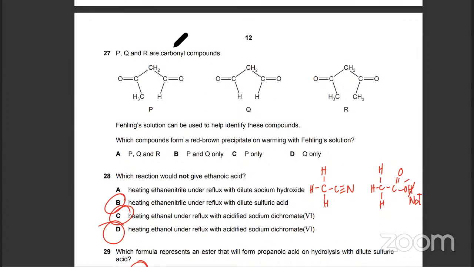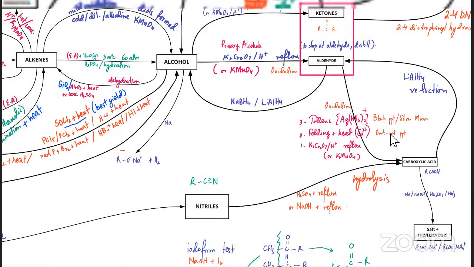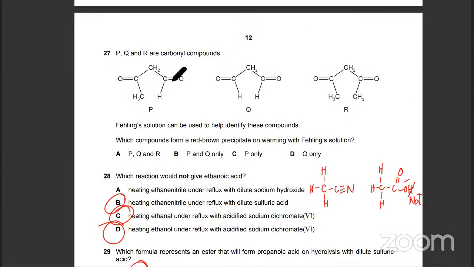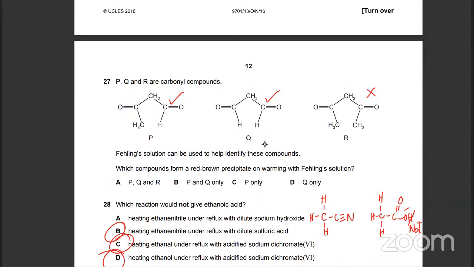Next: P, Q and R are carbonyl compounds. Fehling's solution can be used to help identify these compounds. What does Fehling's identify? Fehling's identifies aldehydes. Fehling's gives a brick red precipitate with aldehydes. Which compounds form a red-brown precipitate? The first one will, that's an aldehyde. The second one will, it's an aldehyde. The third one won't, because that's a ketone, with the carbonyl group right in the middle of the chain. So that's not going to work. P and Q are correct, the rest are wrong.